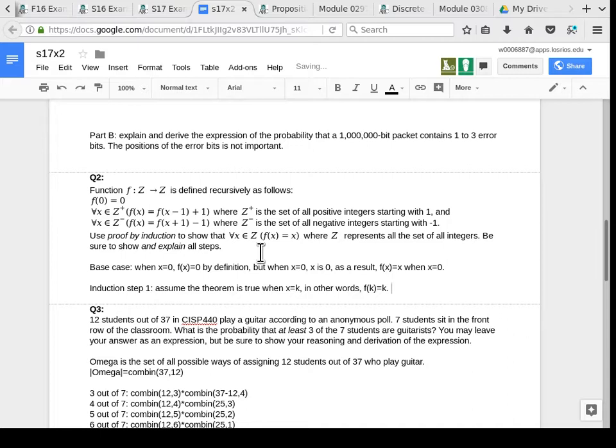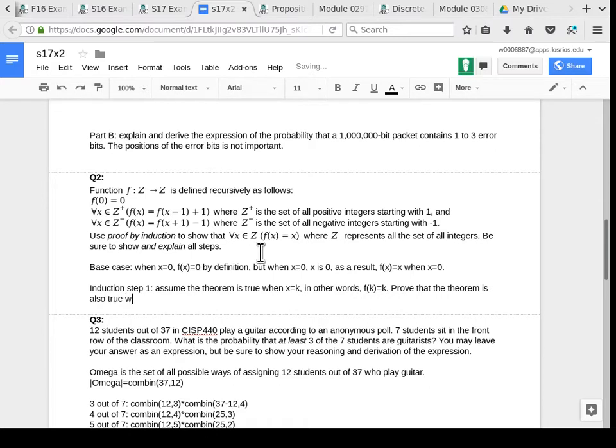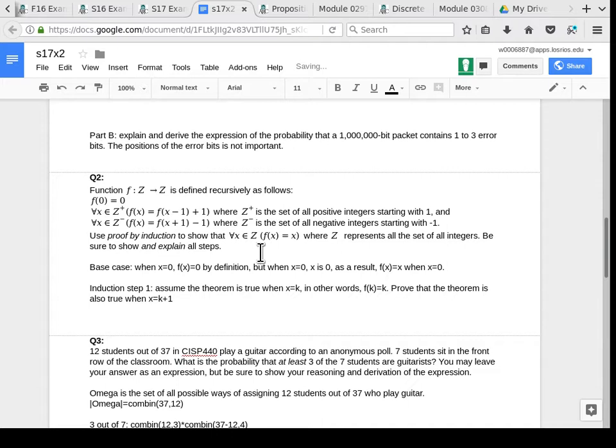We want to prove that the theorem is also true when x equals k plus 1. So this is the objective, because we want to prove that the theorem is true when x equals k plus 1. So the way we prove this is this. Google Documents doesn't really let me use LaTeX in the way that I really want to use it. So this is going to be a little bit harder to read because I can't really use the notation that I normally use, but it's okay.